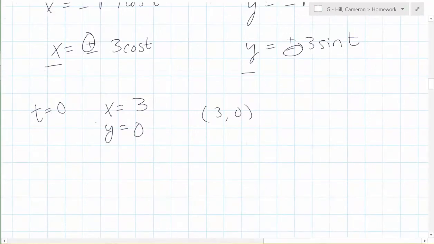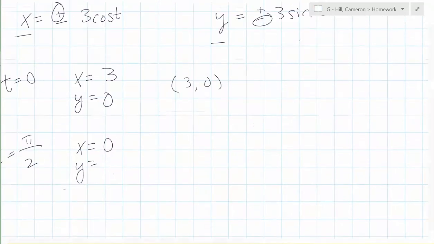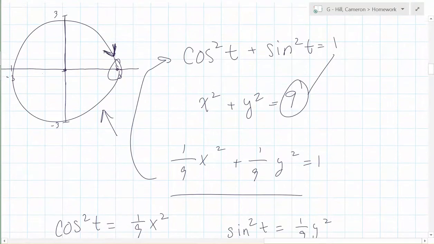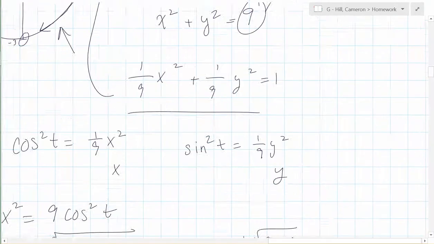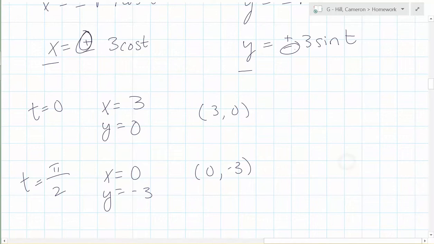And then to get a second point to test which way we're tracing the circle, we will take t equals pi over 2, at which point x equals 0 and y equals negative 3. So we have the point 0, negative 3, which is here. So we know that we're tracing it like this, which is the correct way. So therefore, it must be positive cosine and negative sine.